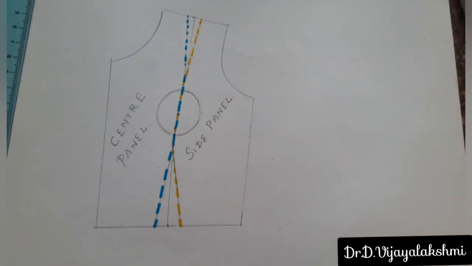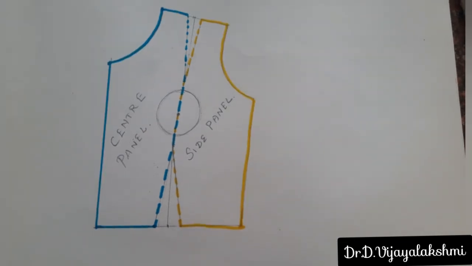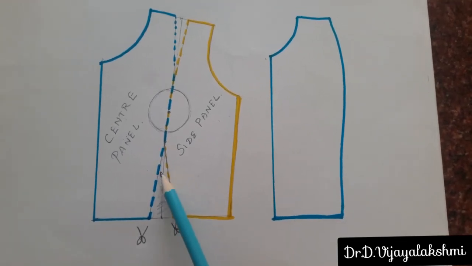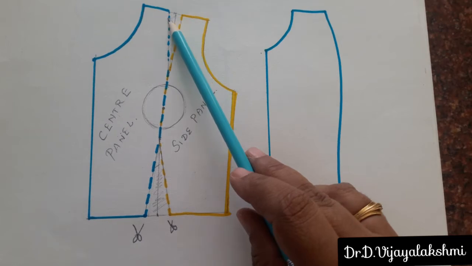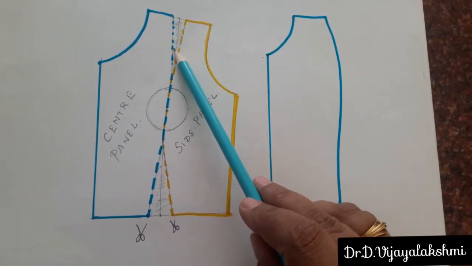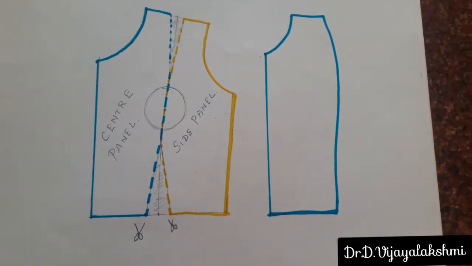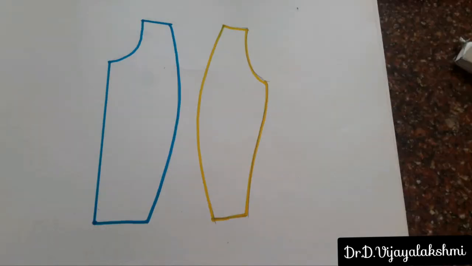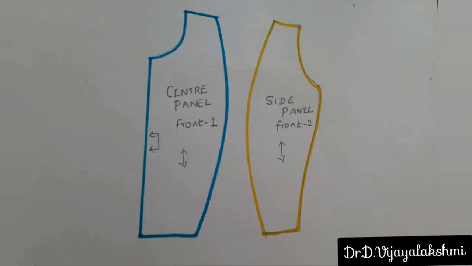So now take a scissor and cut through the dotted lines so that you can separate the center panel and the side panel. And understand why we are separating it: because these two parts are joined by a seam. So now the shaded portion is eliminated in the pattern. It gives a structural aspect. A seam is being added in the garment, so that gives a shape to the princess line garment.